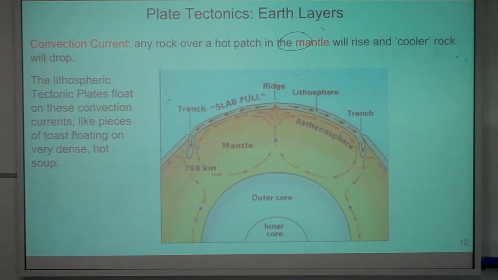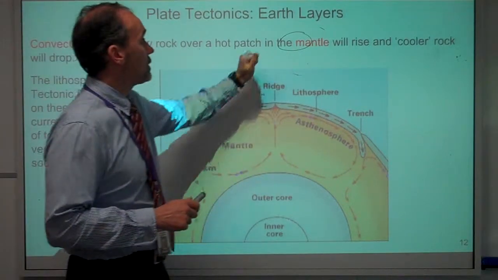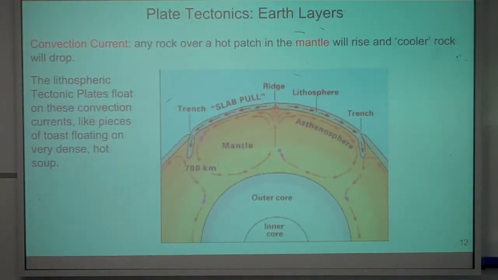Both the dense ocean lithosphere and the less dense continental lithosphere are all floating on mantle, which is very, very dense, and just slowly but surely moving around. Okay. Can I change that one? There's not much to write on your slide if I remember correctly.